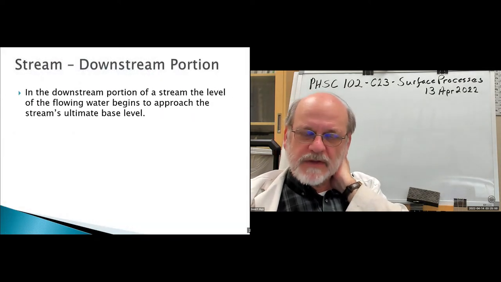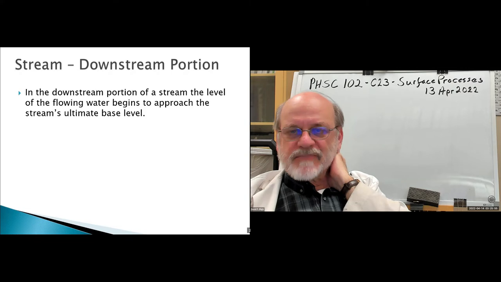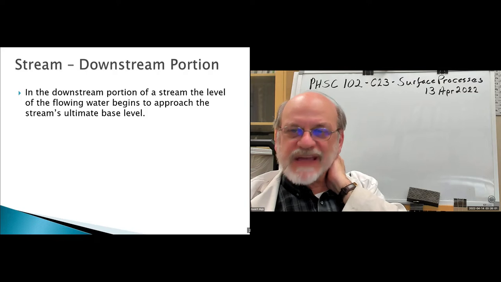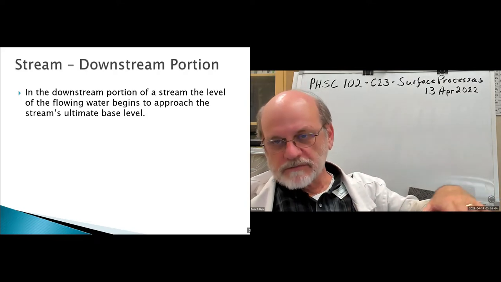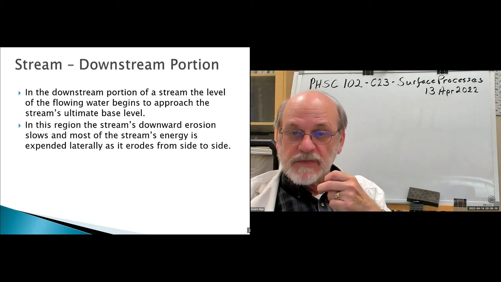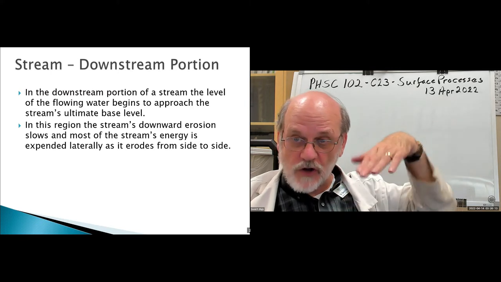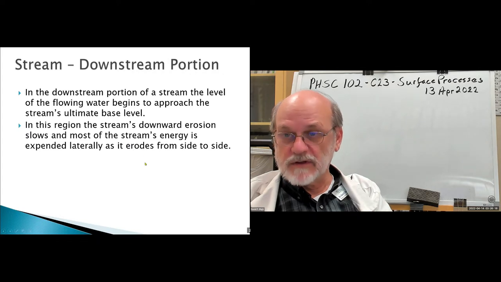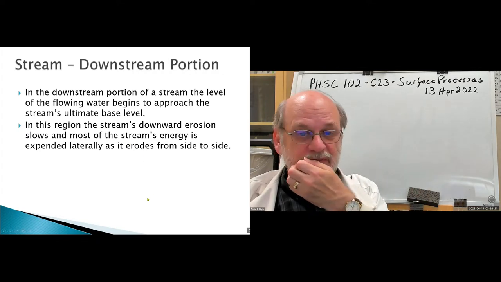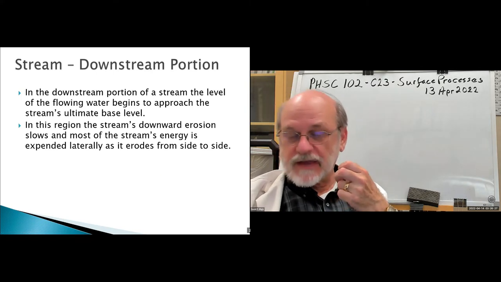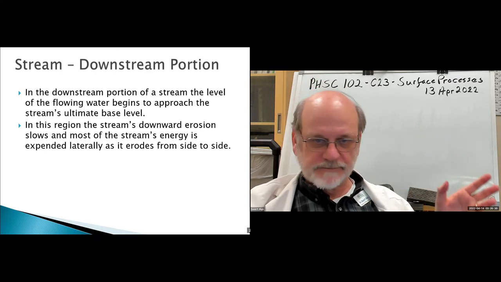So we talked about the upstream. How about the downstream portion of the stream? When the flowing water approaches the stream's ultimate base level, at the lake, at the ocean, whatever the case may be, in that region, the erosion starts to slow, and then as it enters the base level of the lake or the ocean, there's no more energy that can be expended. It's used up all of its energy.